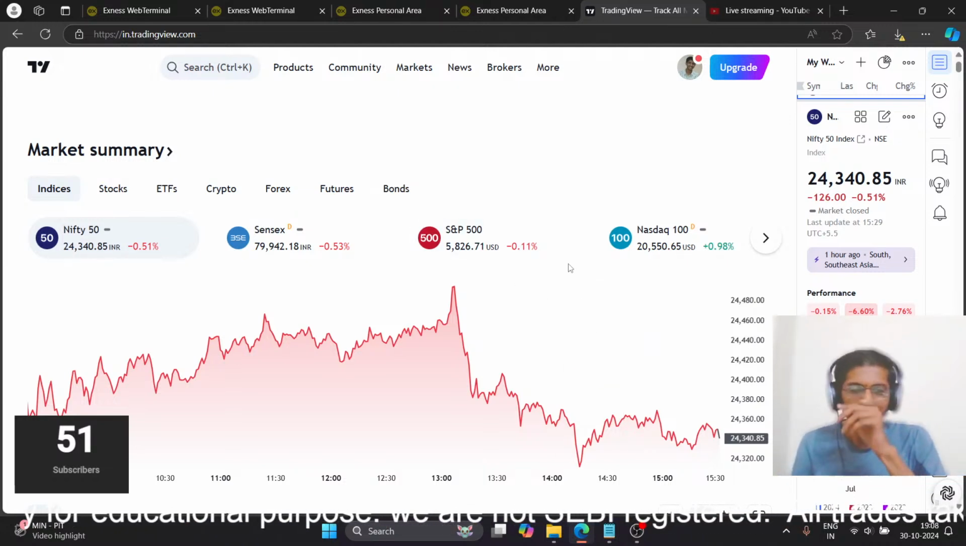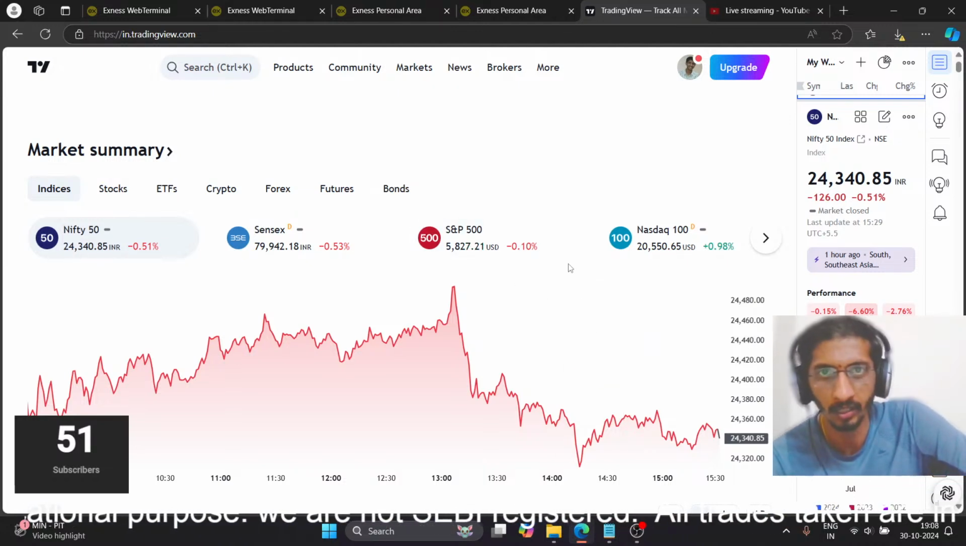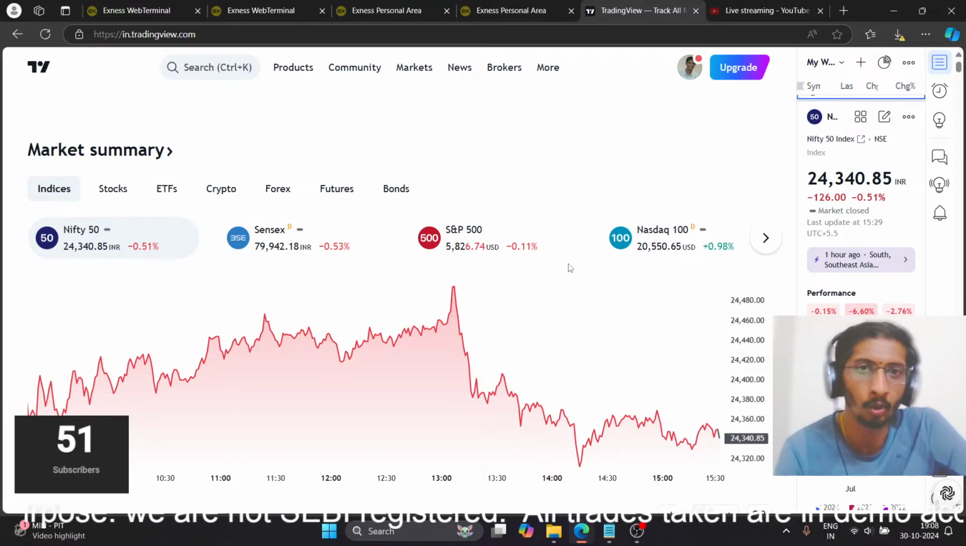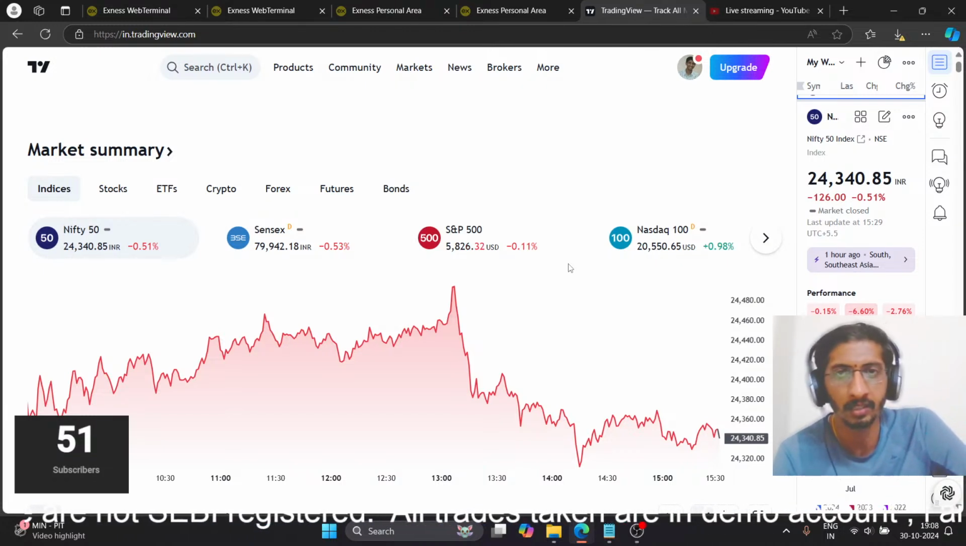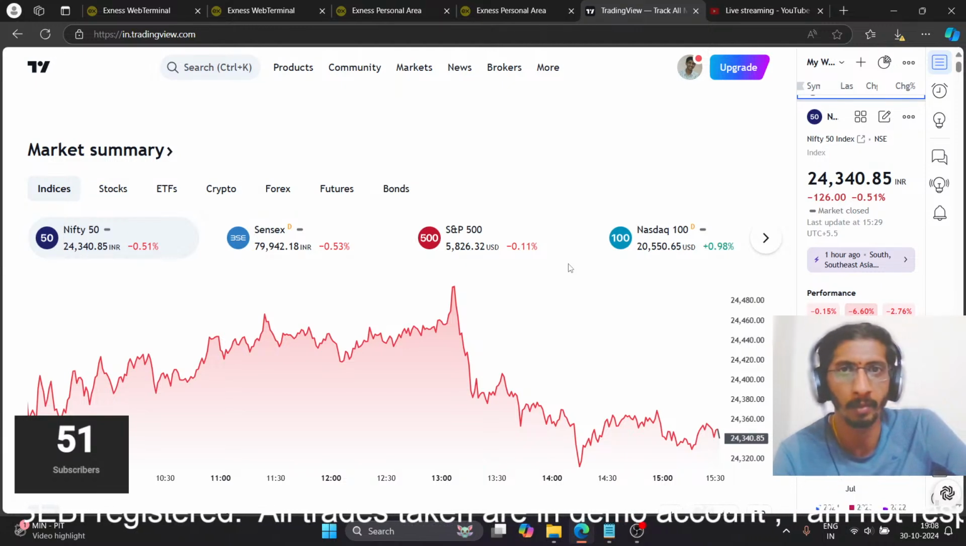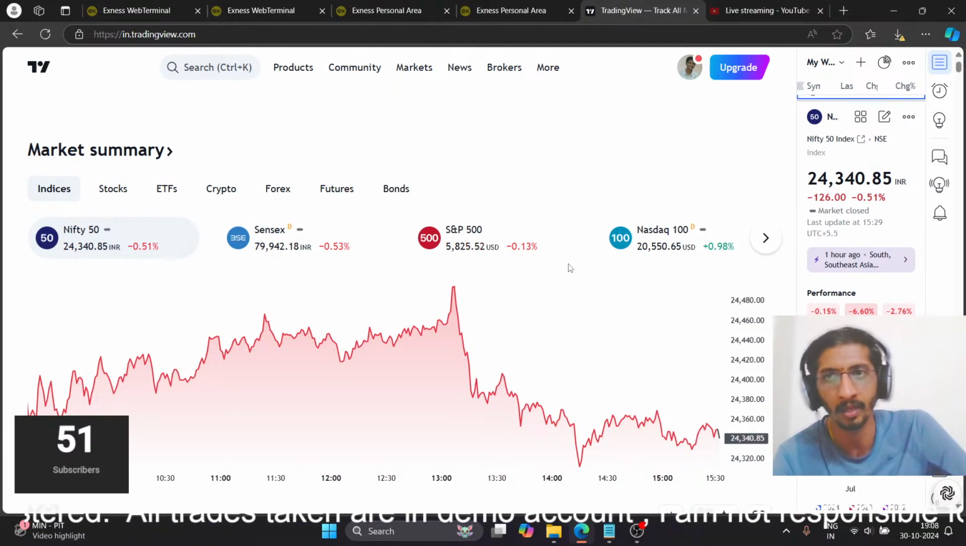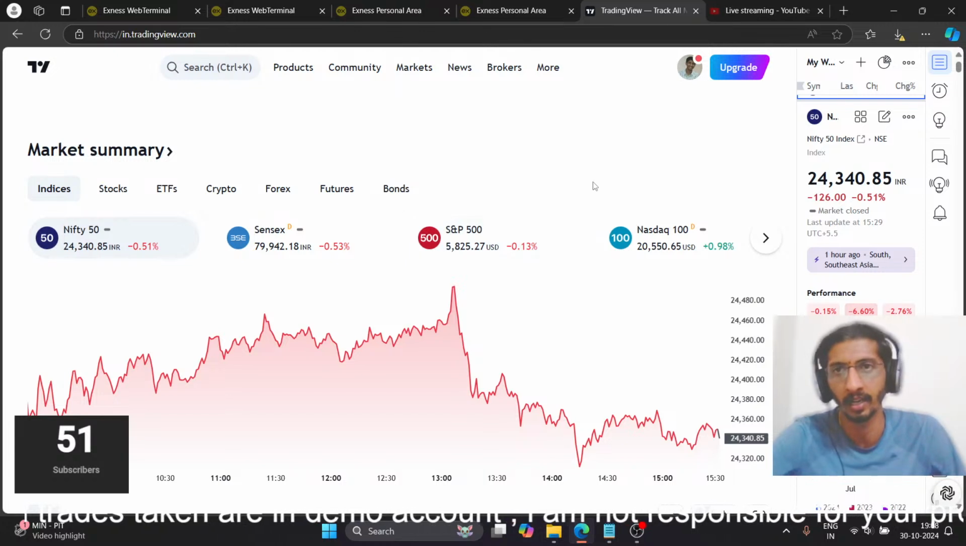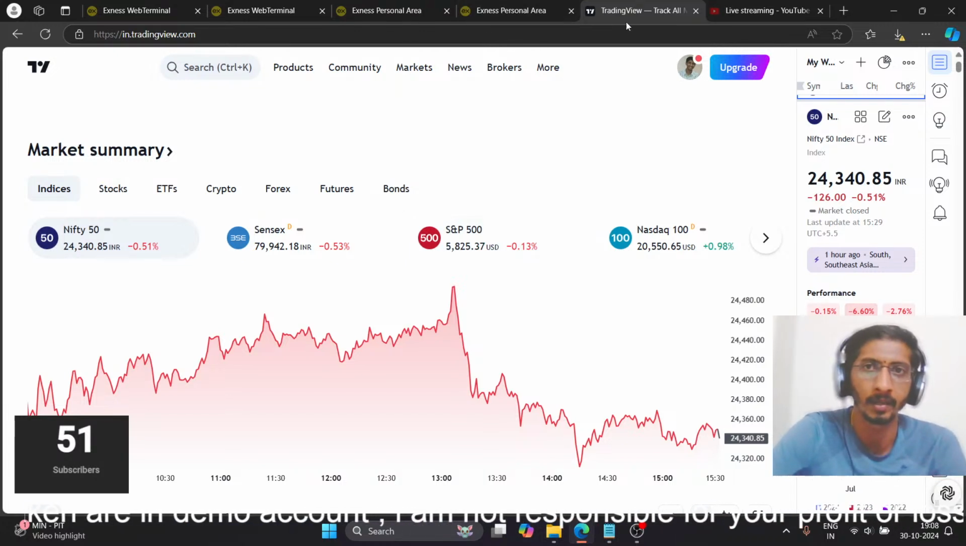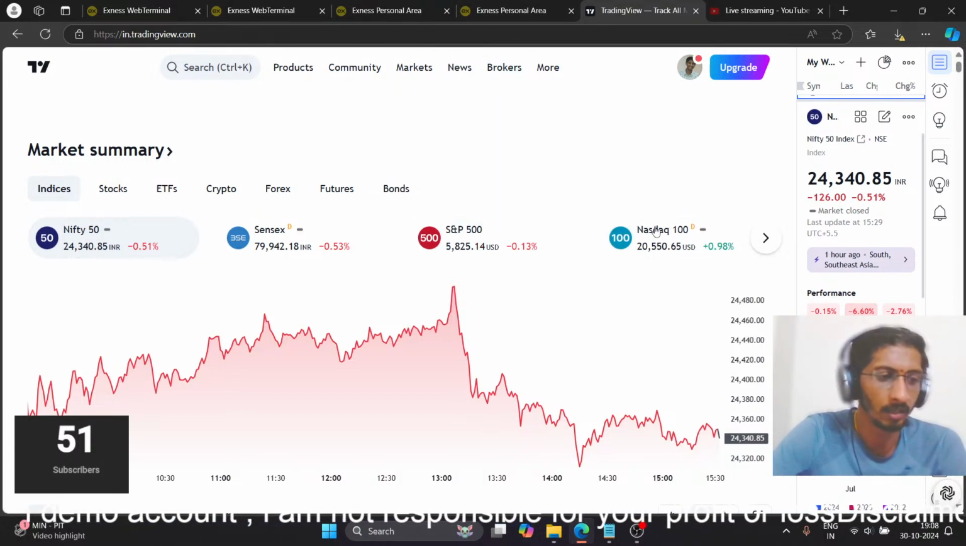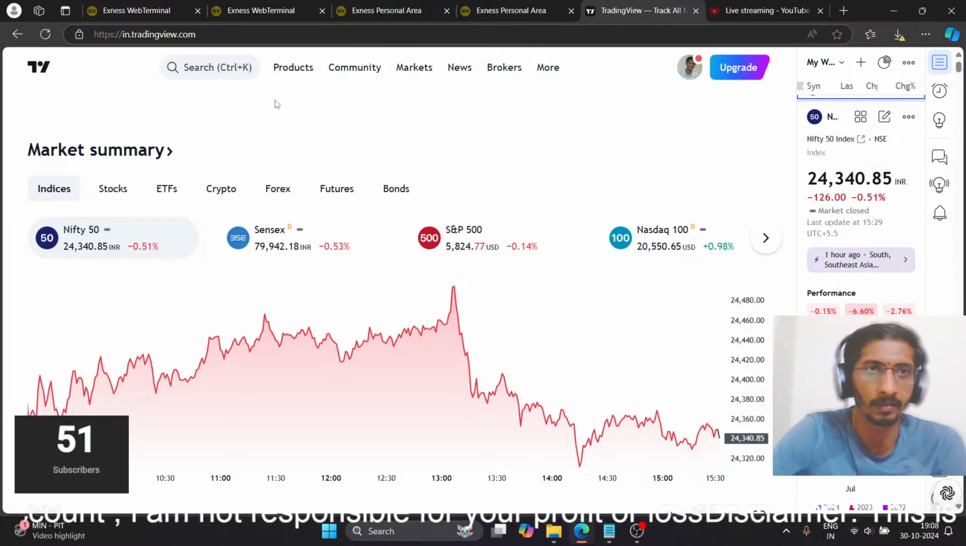And apart from that, I'll show you how to deposit money in the Exness portal and how to buy or sell, and how to manage the quantity while buying and selling. If you have any doubt, you can comment later and I'll clarify. So first, let's go with TradingView.